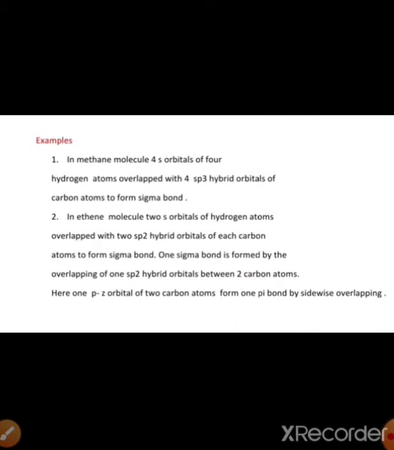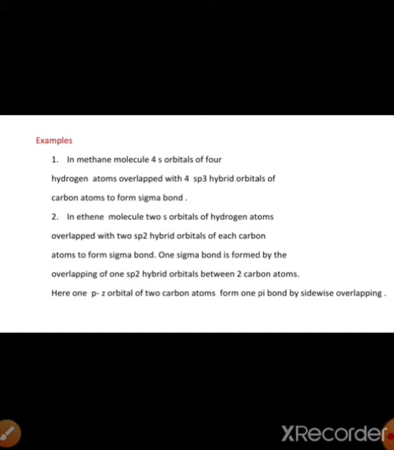First example, methane. In methane, 4 hydrogen atoms overlap with 4 sp3 hybrid orbitals of carbon, so form sigma bonds, 4 sigma bonds. Now in the ethene molecule there is formation of 3 sp2 hybrid orbitals of carbon, and the formula of ethene is C2H4.